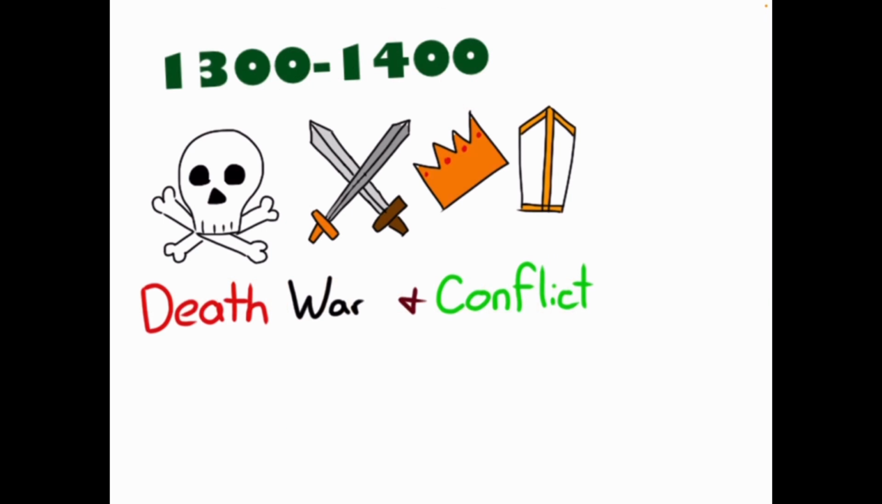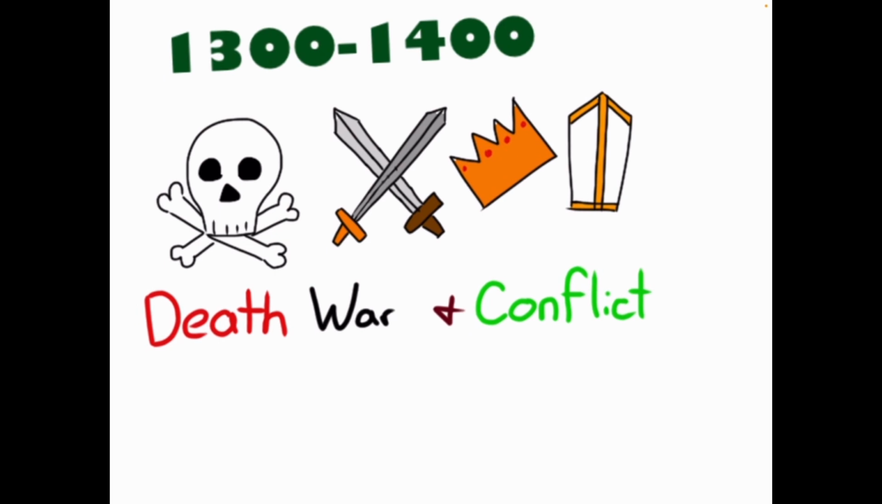Now it's time to go over the 14th century, a century full of death, war, and conflict. A terrible time to be alive. Okay, so this century, we're going to start out with Edward I and Philip IV. So that's Edward of England and Philip of France. Guess what? The two of them are not getting along. Surprise, surprise. They're wanting to fight each other, but they're running low on money.